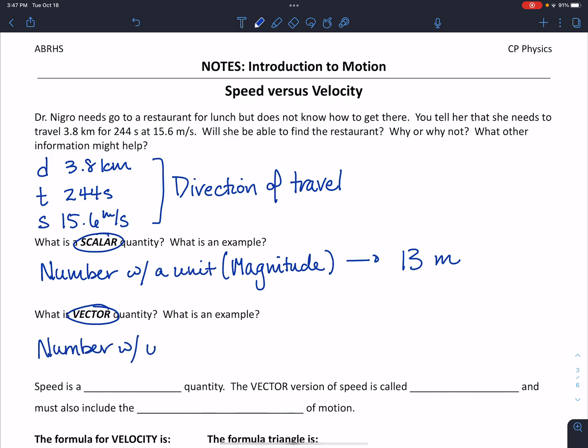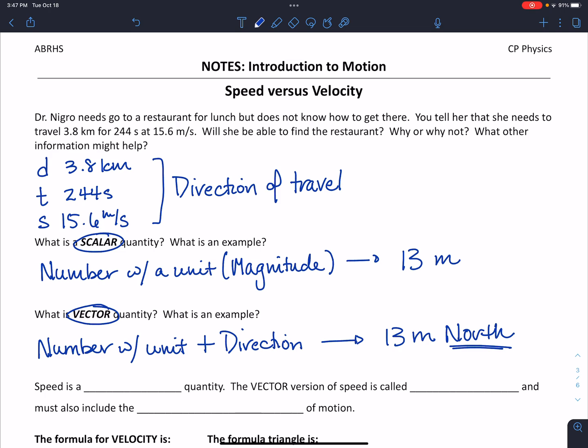All right, so an example of this is telling someone that they need to move 13 meters from where they're standing. All right, a vector quantity is the number with unit plus the direction of that travel. So it's the magnitude and the direction. All right, so an example of a vector quantity would be if you told someone they need to travel 13 meters and they need to go to the north. All right, so the difference between our scalar quantity and vector quantity is this inclusion of that directional piece.